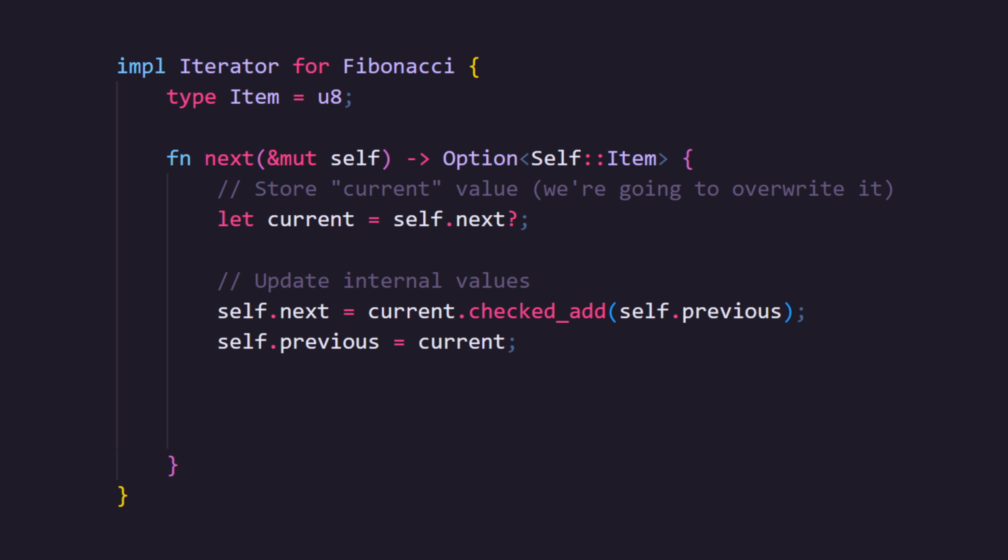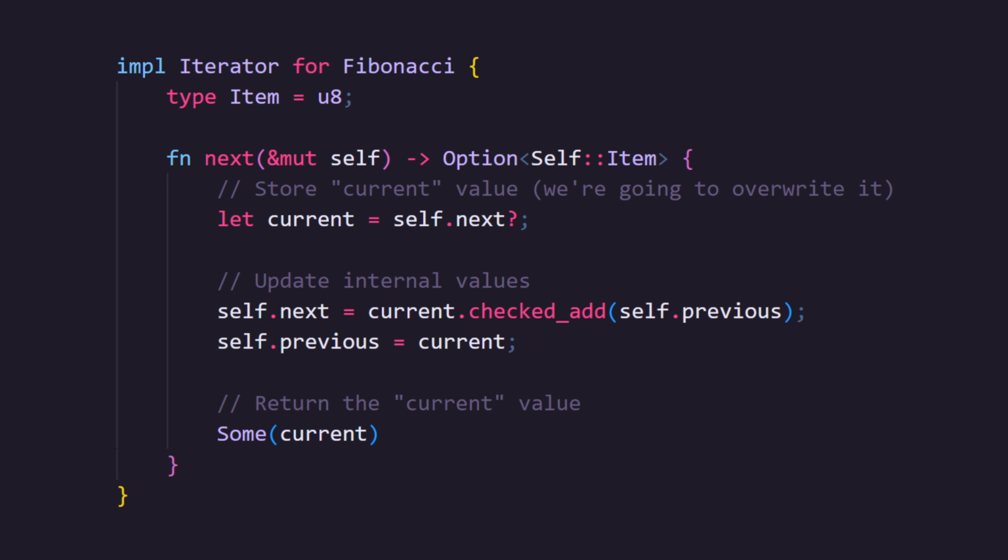Next, we'll update our internal states. Our new next value is the current value plus the previous one, and the previous becomes the old current. By using checked_add here, we'll get an Option that is None if the result is out of bounds. Finally, we return the stored current value, though we'll have to rewrap it in an Option after unwrapping it earlier.